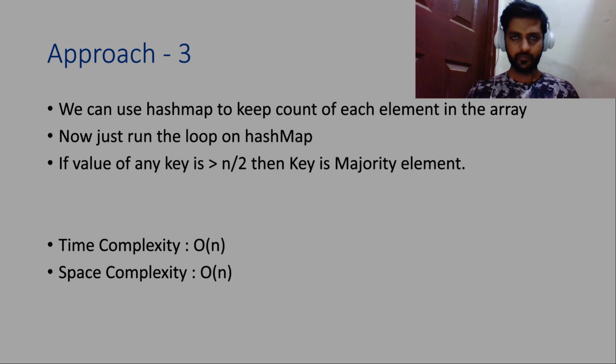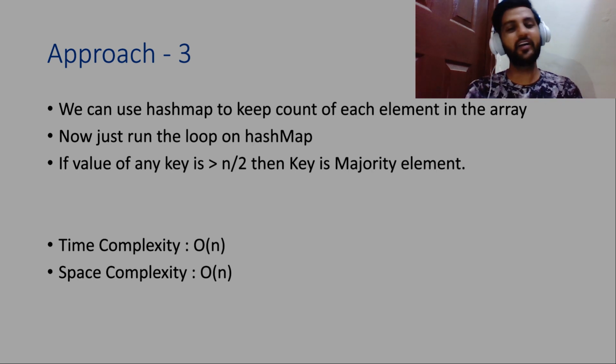Just run the loop, and if you see that the key is already present in the map, just increment the count. If the key is not present in the map, just insert that key into the map. Once you have traversed the array, traverse the map, and for each key, if the count is greater than n by 2, that is the majority element. Wow, wonderful, right? We started with n squared, came to n log n, and now we came to n.